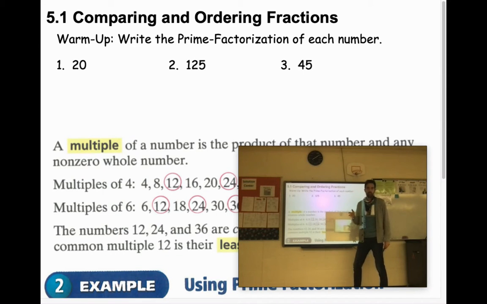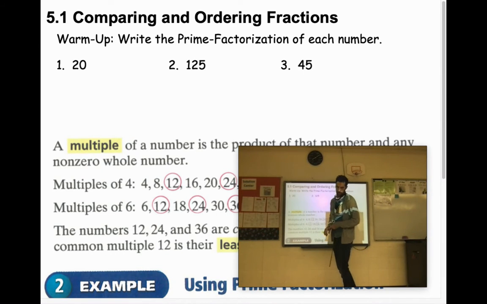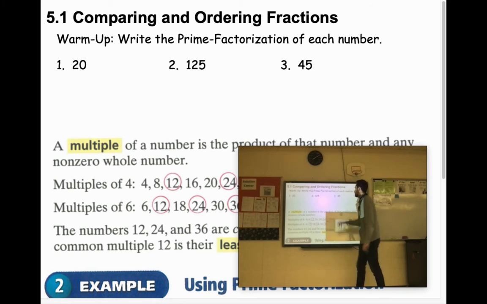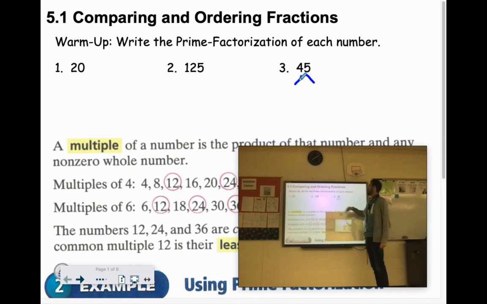Using prime factorization will actually be beneficial to what we're going to do today. So let's at least try number 3 here, 45. Prime factorization is when you break it down to where all you have left are prime factors. So 45 we could say is 9 times 5.